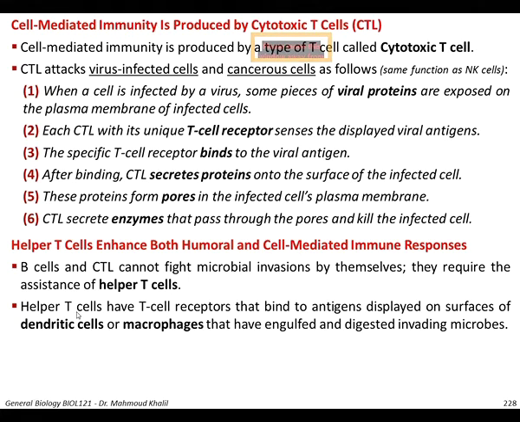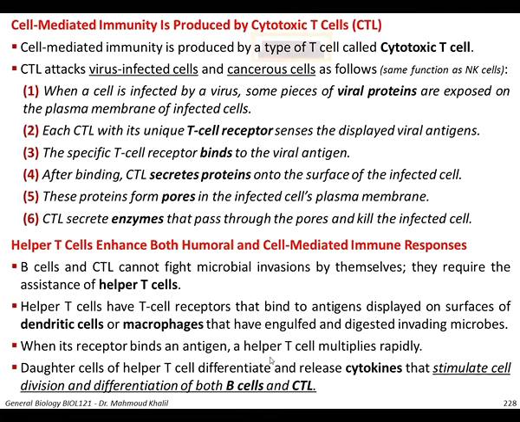Once the helper T cells recognize this antigen, they start to multiply rapidly, and the daughter cells of the helper T cell differentiate and release cytokines. These cytokines stimulate the cell division and the differentiation of both B cells and CTL. So again, B cells don't start to secrete antibody, and the CTL do not start to do their job by killing the virus-infected cells or cancer cells, unless there are cytokines that stimulate that.